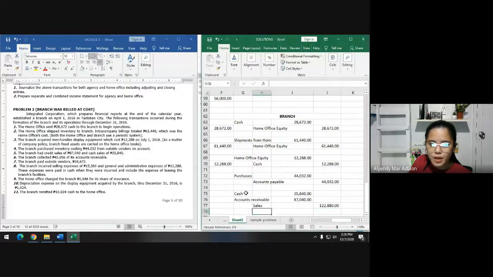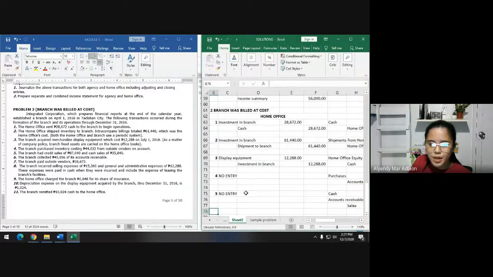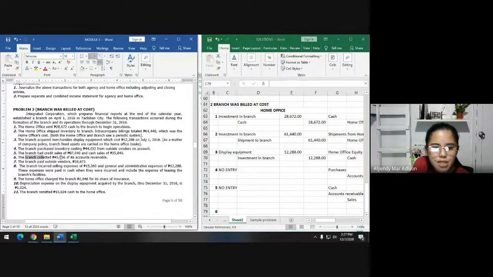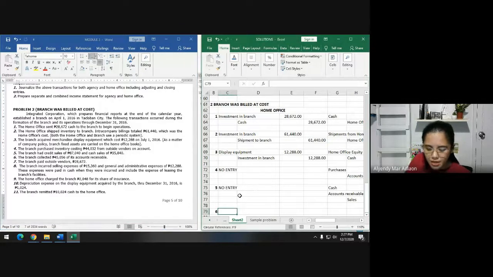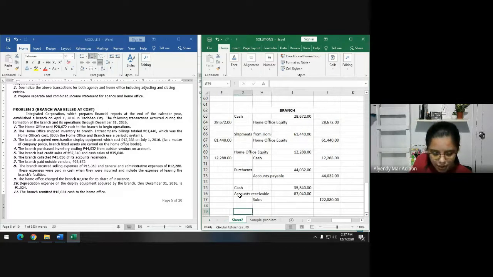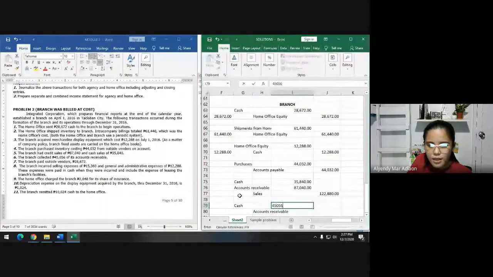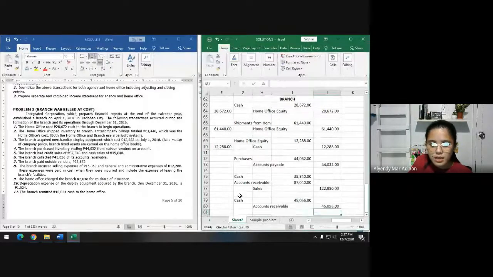Okay? So that is number 5. Next, number 6. The branch collected 45,056 of its accounts receivable. So again, a transaction not between the home office and the branch. So that is debit to cash and credit accounts receivable, amounting to 45,056.